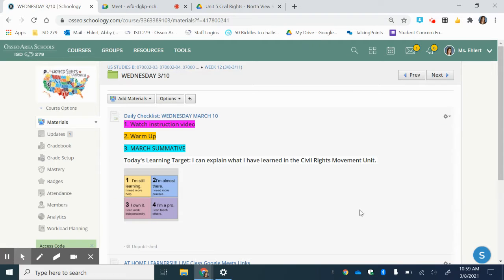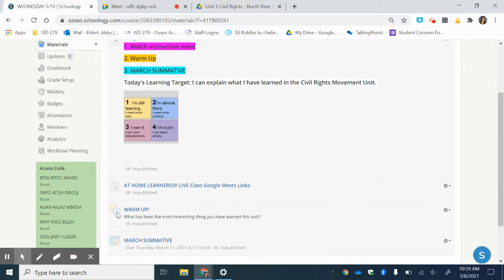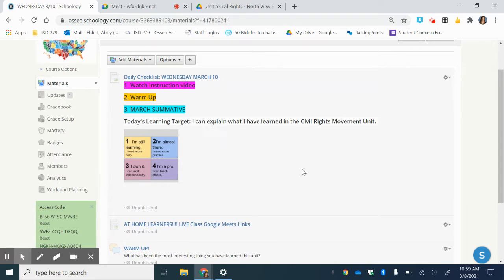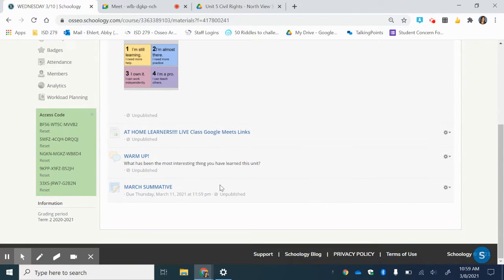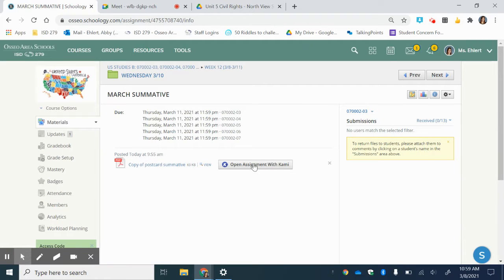Here's what you've got to get done for U.S. Studies today. As always, start with your warm-up. Today's warm-up question says, what has been the most interesting thing you have learned this unit, so our civil rights unit? Then our learning target today says, I can explain what I have learned in the civil rights movement unit because we are doing our summative, our March summative. So when you click on this link, you're going to open assignment with Cami.